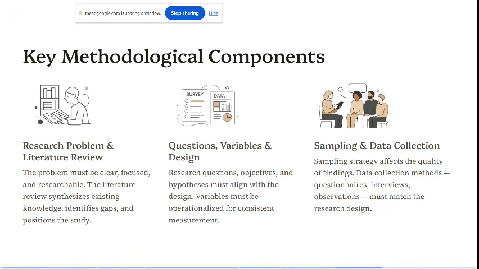Let's talk about key methodological components as well. So do you have any questions up to now?